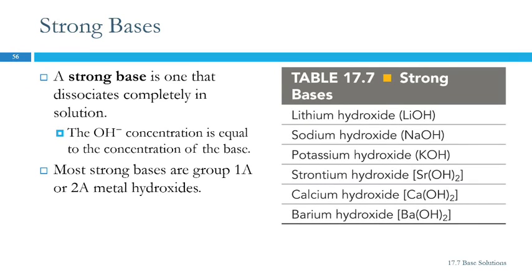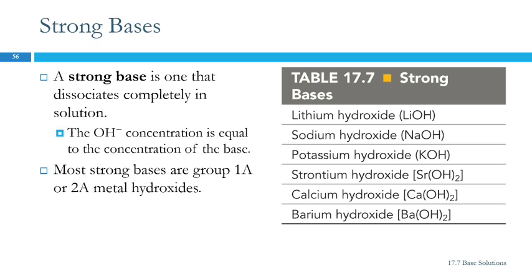We talked about acids, and now we're going to talk about bases. Strong bases dissociate completely in solution, just like strong acids do. And so the hydroxide ion concentration we can figure out directly from the concentration of the base. Most strong bases are metal hydroxides, group 1A or 2A. So sodium hydroxide is one that we use a lot, potassium hydroxide. These are also strong bases.